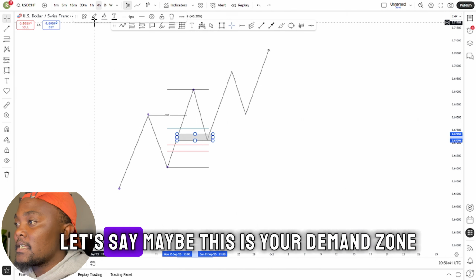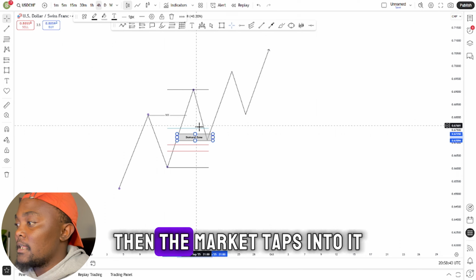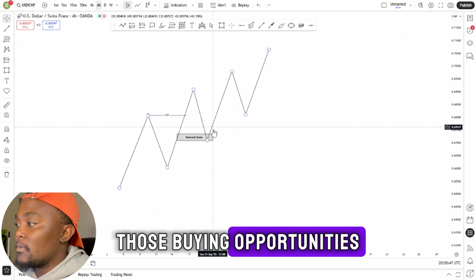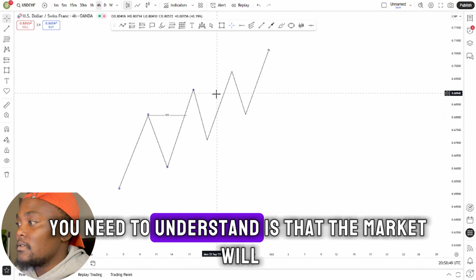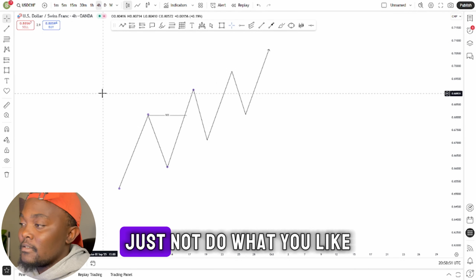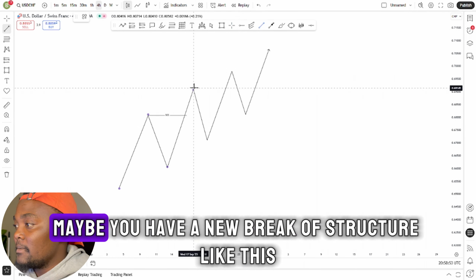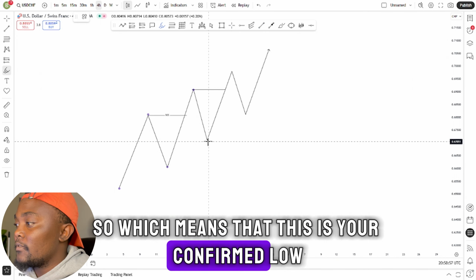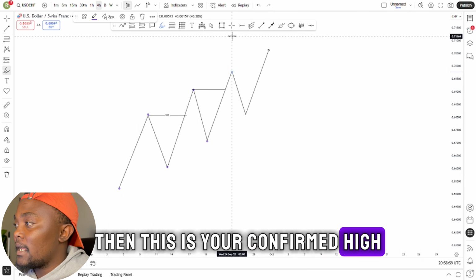For example, let's say maybe this is your demand zone, then the market taps into it, then that is when you can start looking for those buying opportunities. And something, guys, you need to understand is that the market will just not do what you like. Let's say maybe you have a new break of structure like this, which means that this is your confirmed low, then this is your confirmed high.